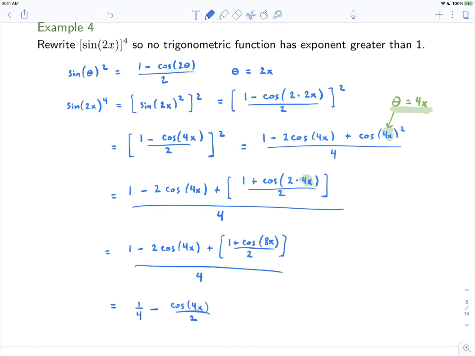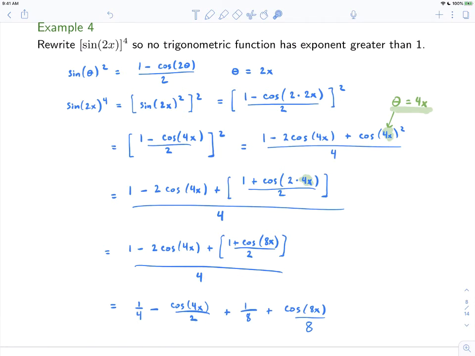And then finally we're going to have plus 1 over 2 times 4 is 8, plus cosine of 8x over 8. Now these 8's here come from this 2 and that 4 both in the denominator. So 1/2 divided by 4, that's 1/2 times 1/4 is 1/8. And so that's our answer.